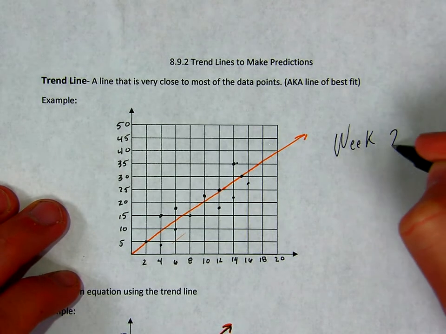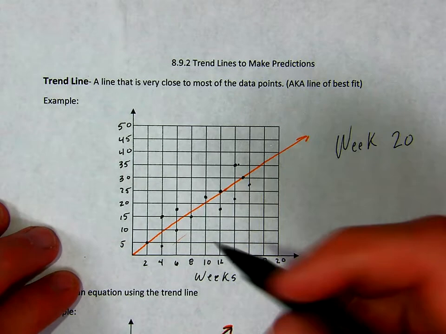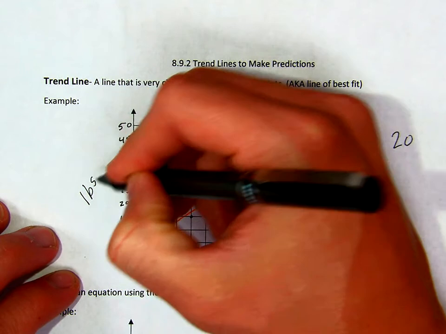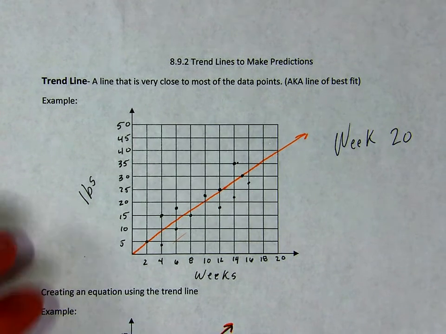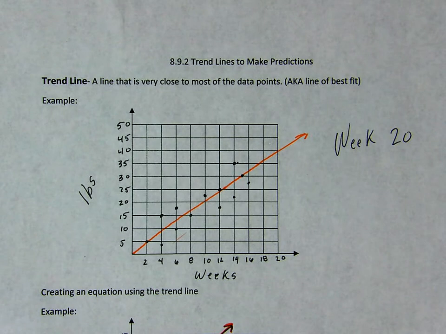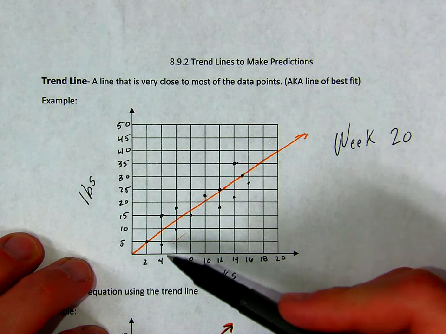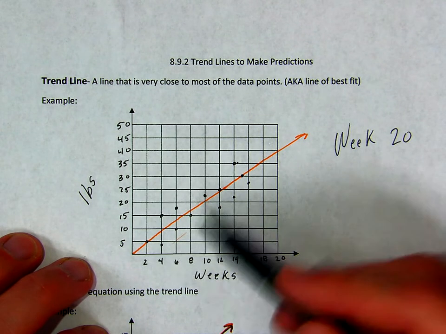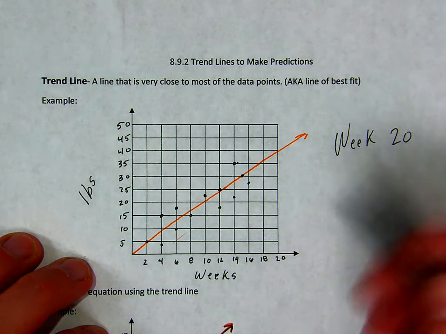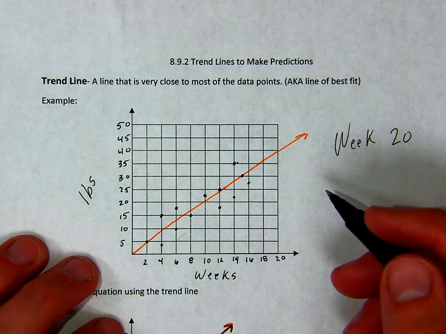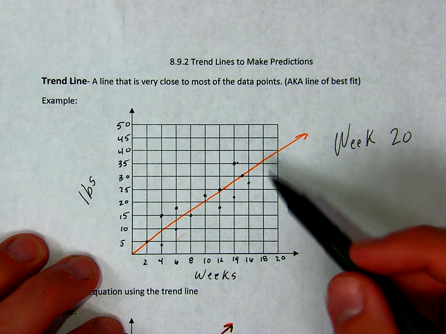So, my question for you for this one is week 20. Okay, sorry, these are weeks, and this is weight in pounds. See, at week 2 it was at 5 pounds, at week 4 it was at 4 pounds, at week 6 it's 10, and at week 8 it's at 15. So we can have predictions of the future.